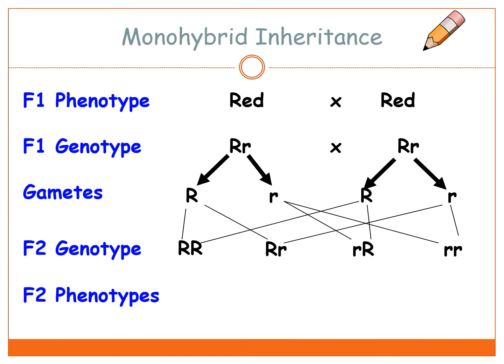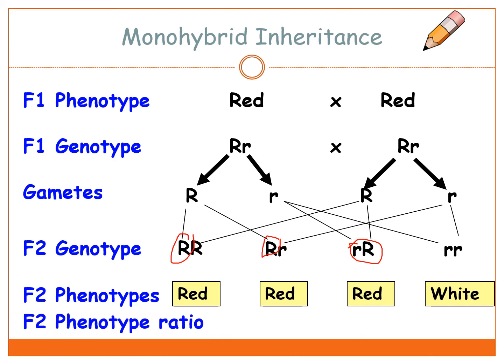So the phenotypes would be, we need to find out which ones have capital letters. So these three have capital letters, so they're all going to be red. And then the last one, which doesn't have a capital letter, is going to be white. So this then gives us a phenotypic ratio of 3 reds to 1 white.